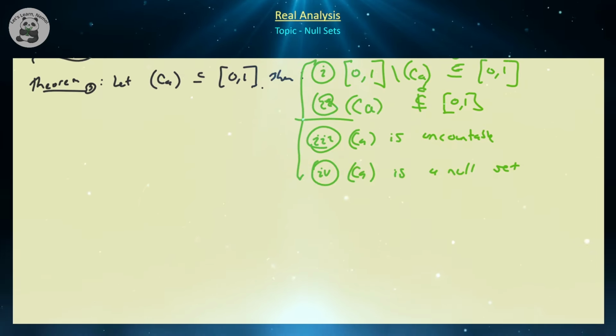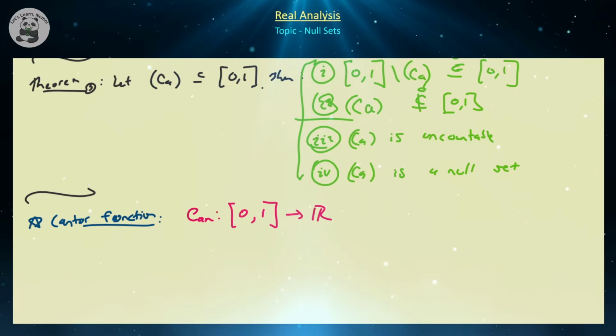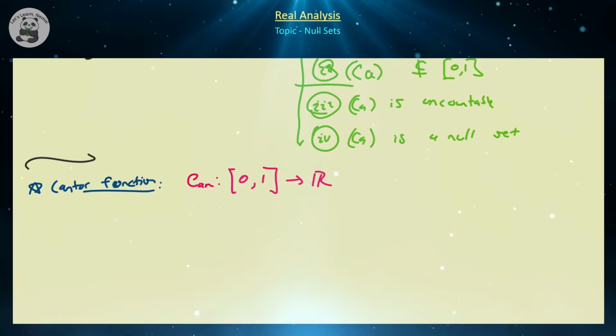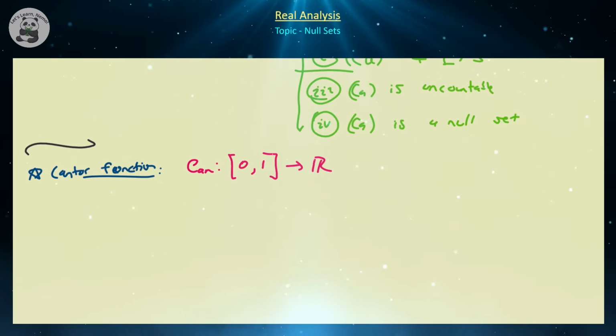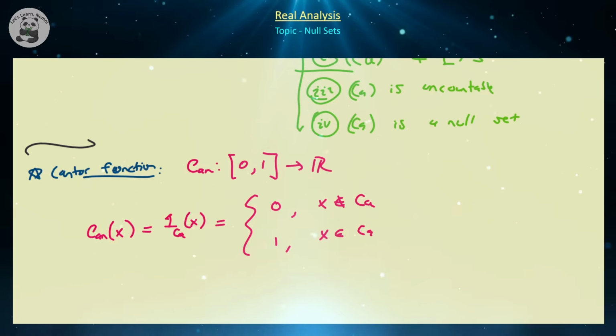So now we know a little bit about the Cantor set and some of its important properties. Let's define a new function, and let's call it the Cantor function. Let's abbreviate it as CAN, and let's assume that CAN maps [0, 1] to R via the following definition. We're going to define it similar to the Dirichlet function. So the Cantor function of x, which is obviously going to be the indicator function on the Cantor set, is going to be equal to 0 if x does not belong to the Cantor set, and 1 if x does belong to the Cantor set.